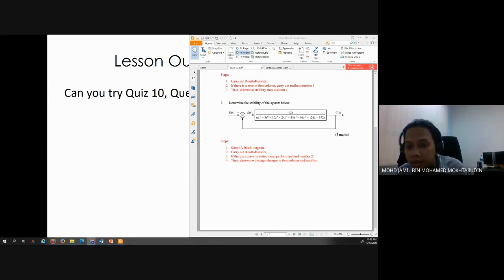Oh, ada soalan. Sir, in page 12 of the slide, can you explain again the sentence, because symmetry no left? Okay, sekejap.